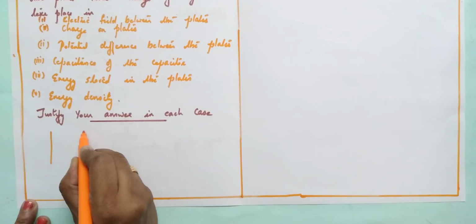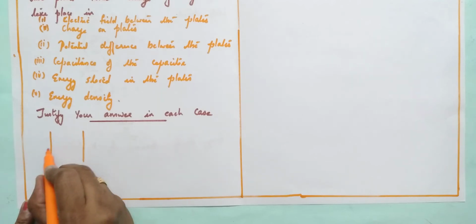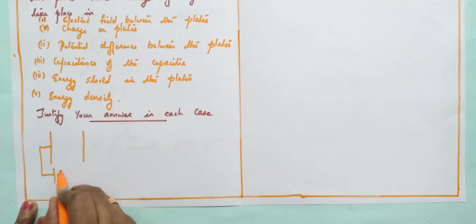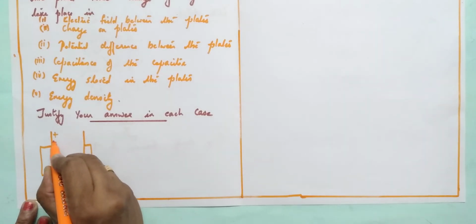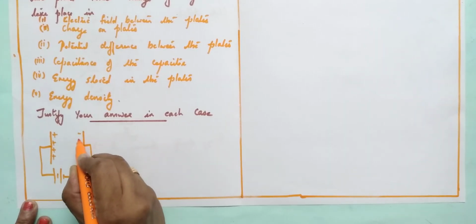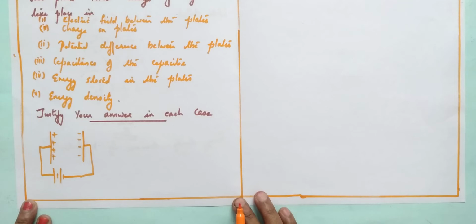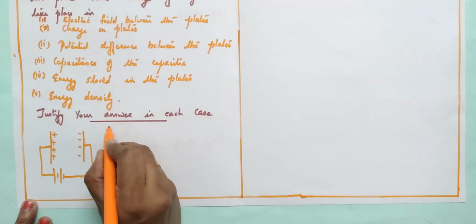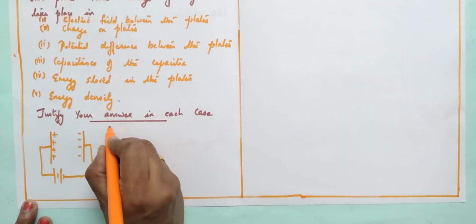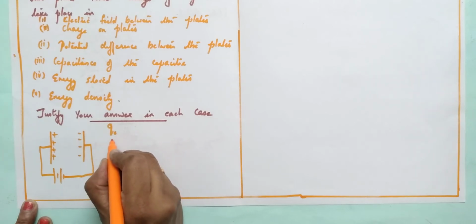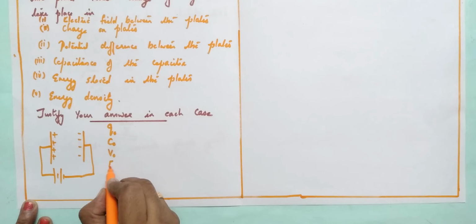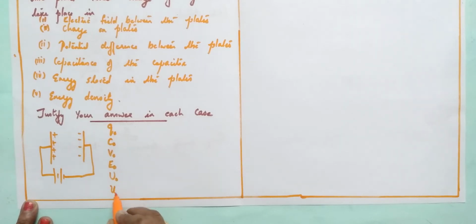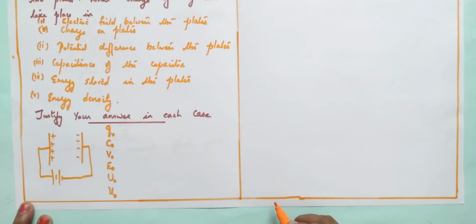So a parallel plate capacitor is charged by connecting it to a battery. One plate becomes positively charged and the other negatively charged, that we know. Initially, with air, the charge is Q0, capacitance C0, potential difference V0, electric field E0, energy U0, energy density small u0.